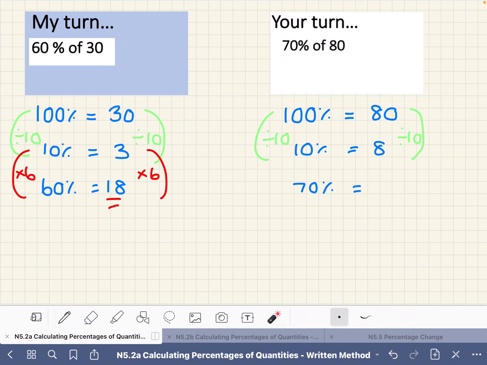To get from 10% to 70%, we would need to multiply by 7. Therefore, we need to multiply the 8 by 7. That gives us an answer of 8 times 7 is 56. This is our answer.